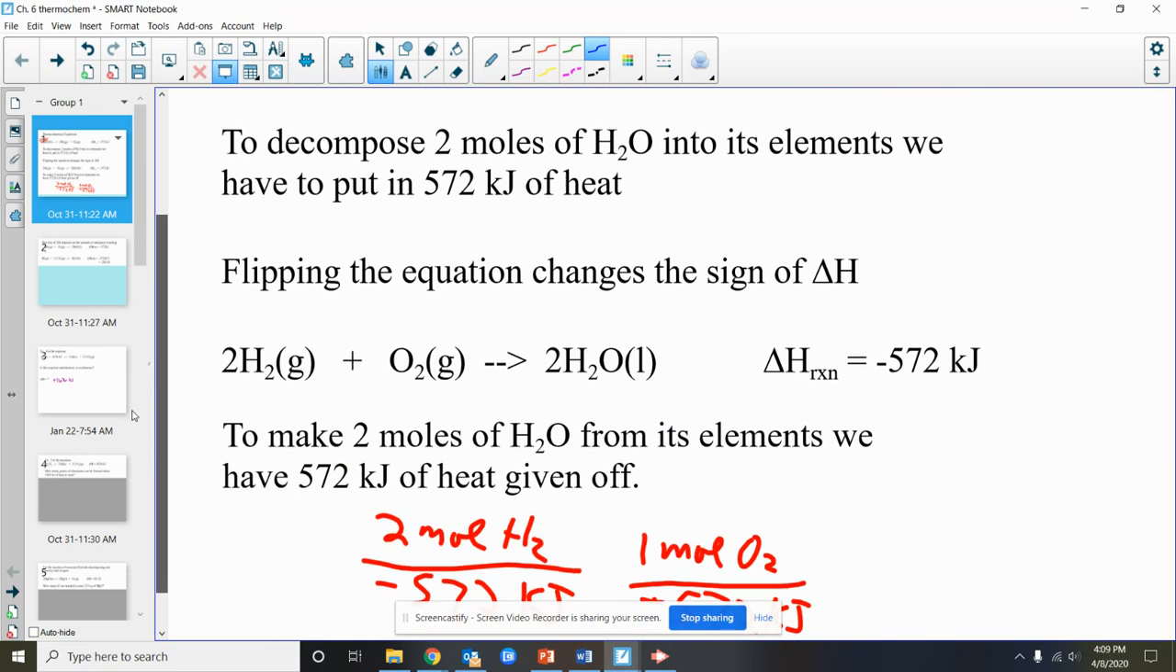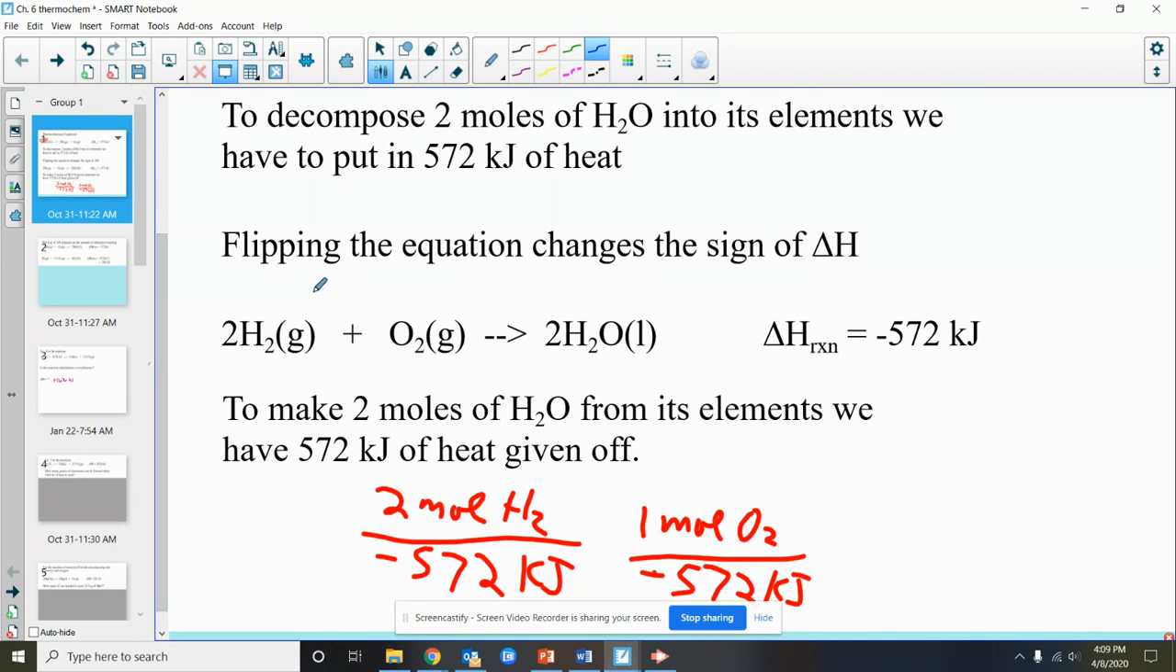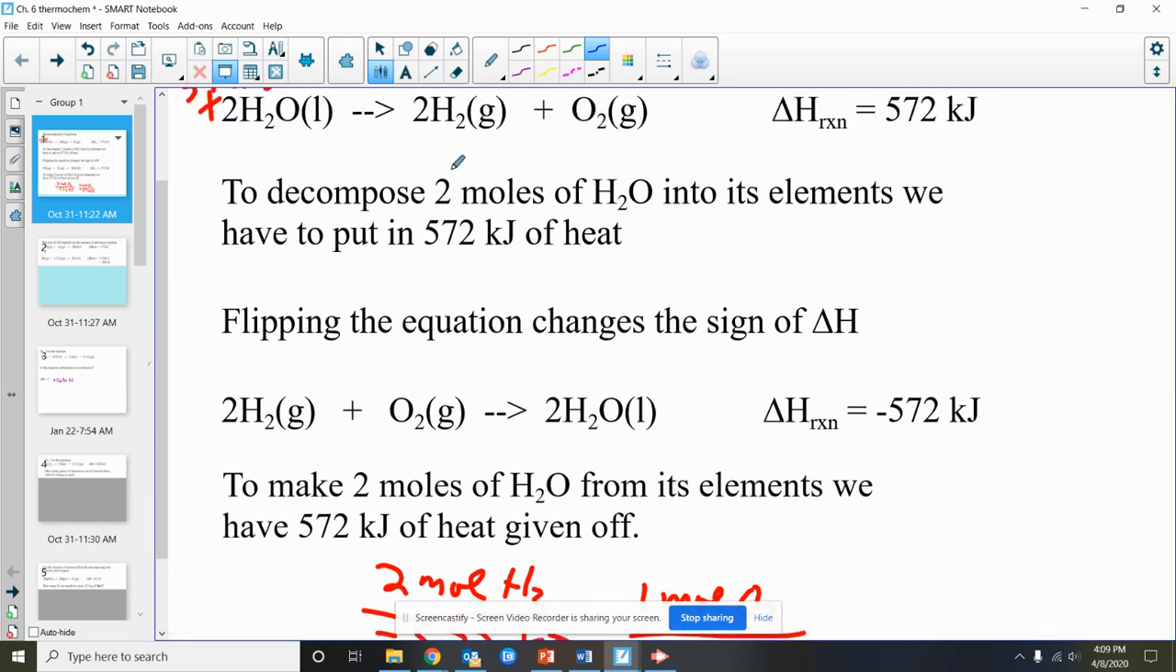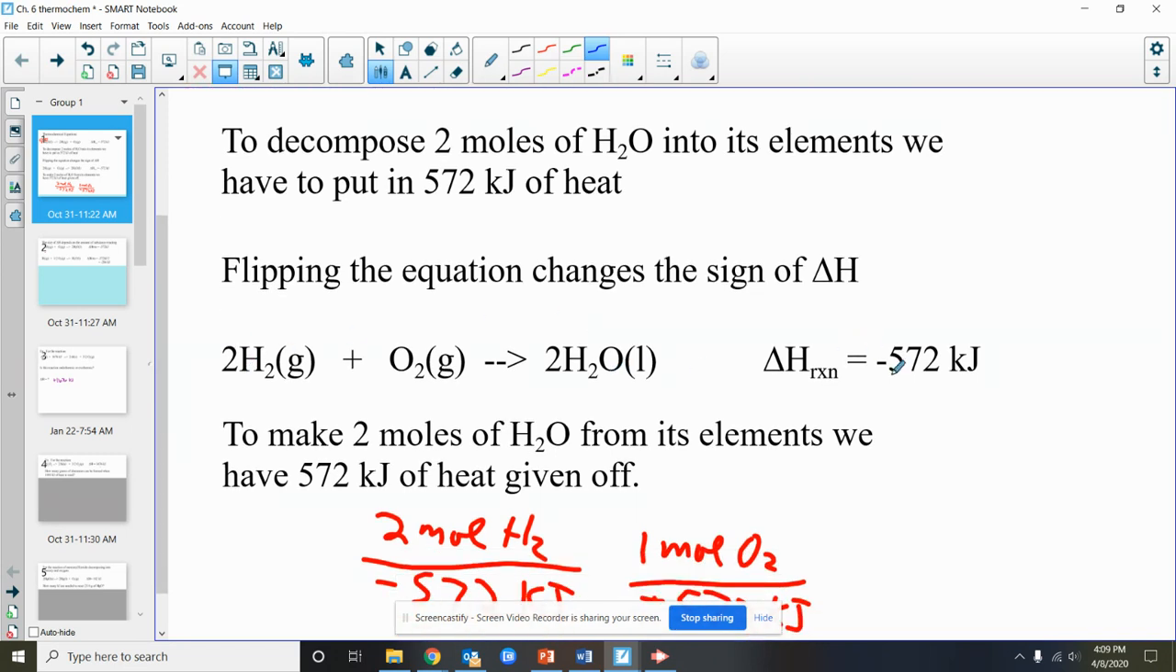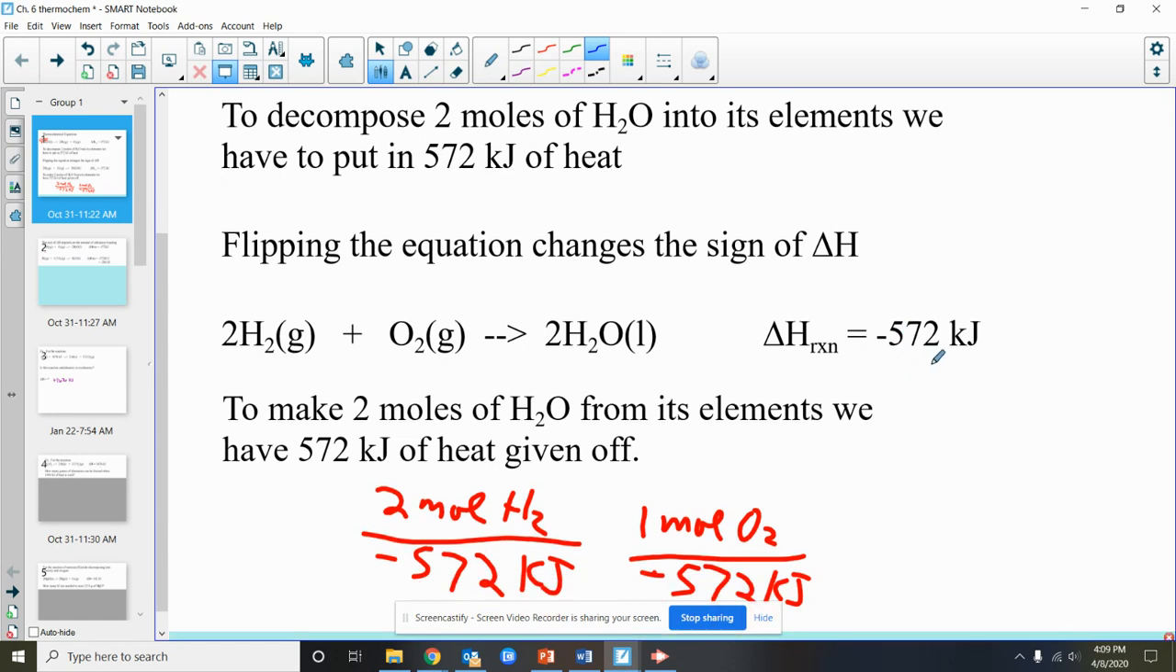I can flip the equation, and if I flip the equation, you can see the delta reaction is going to change. If I flip it, now hydrogen and oxygen are forming water. When you flip that, you notice that your delta reaction is going to be negative now. That's how much heat energy is given off. So when you flip the equation, you also flip the sign, because up here you were breaking down water, and that's how much heat was being put into breaking it down. Down here, you're forming water, so that's how much heat energy is going to be given off.